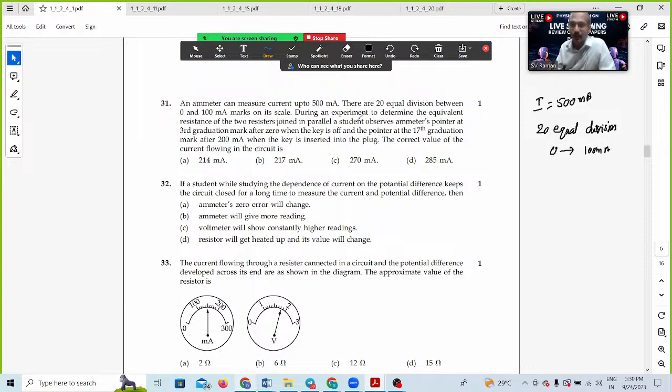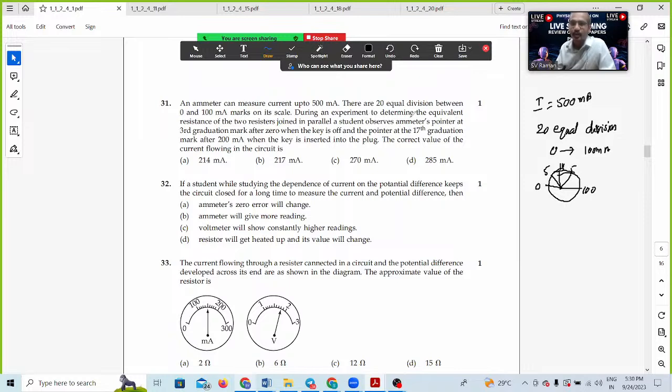So during the experiment to determine the equivalent resistance of two resistors joined in parallel, a student observed the ammeter's pointer at the third graduation mark. Now let's say there are 20 equal distances between 0 to 100. So it is 0, 5, 10, 15, like that up to 100. So 20 into 5 is 100. So 20 equal marks we can place.